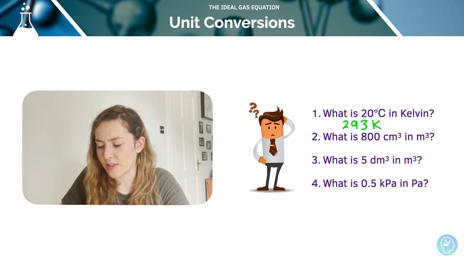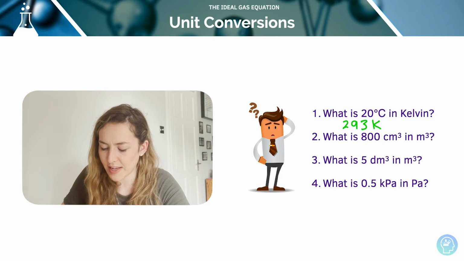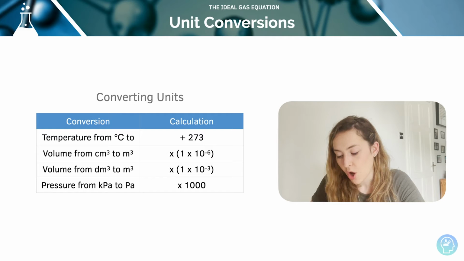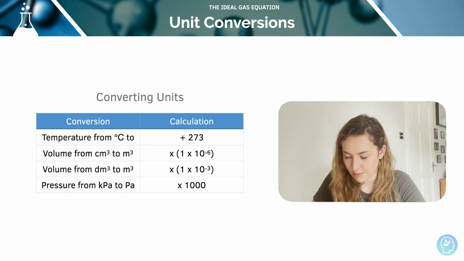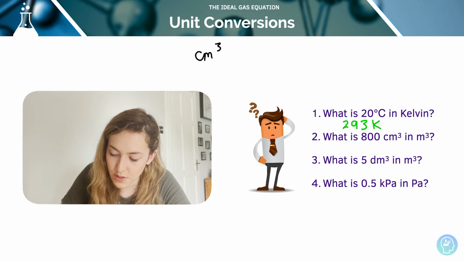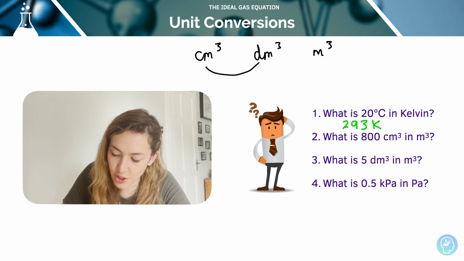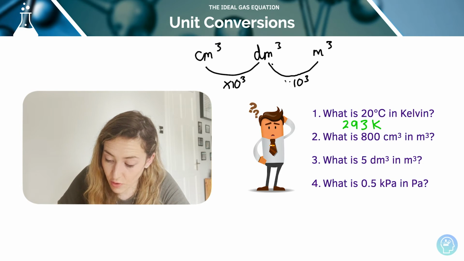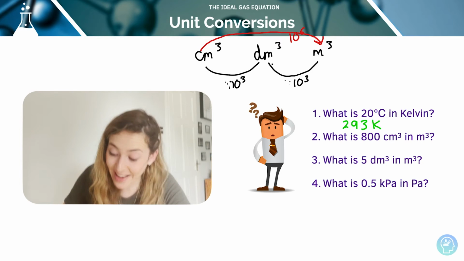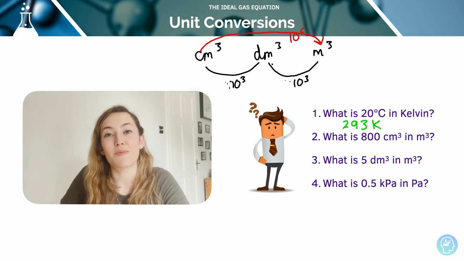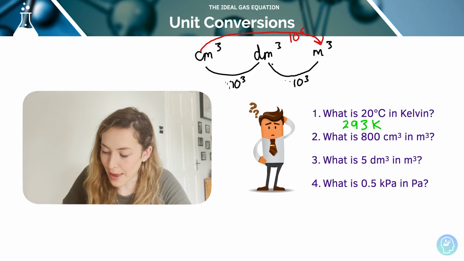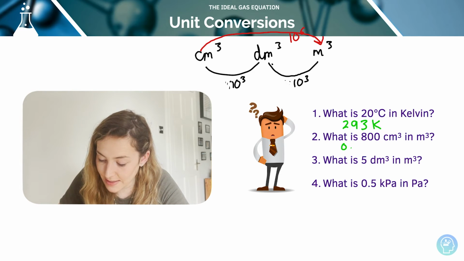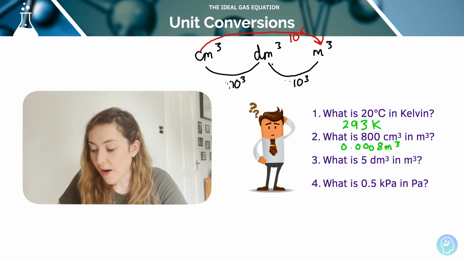Question 2, what is 800 centimeters cubed in meters cubed? So let's jump to our table. If we want to go from centimeters cubed to meters cubed, we need to divide by 1,000,000, 10 to the 6. We've got centimeters cubed to decimeters cubed to meters cubed, and each of these is a power of 10 to the 3. So in order to make the colossal jump all the way from centimeters to meters, it's 10 to the 6. Now, there's not going to be many centimeters cubed in a meter cubed, so we're going to divide that number by 1,000,000. So 800 divided by 10 to the power of 6 is 0.0008 meters cubed.